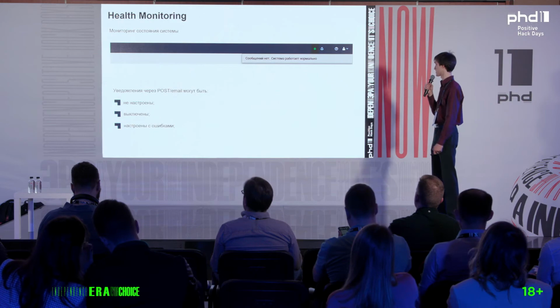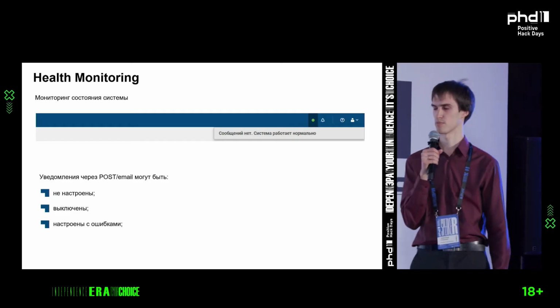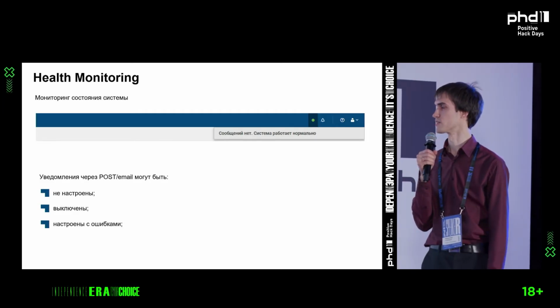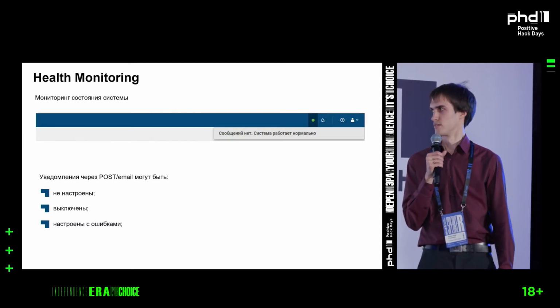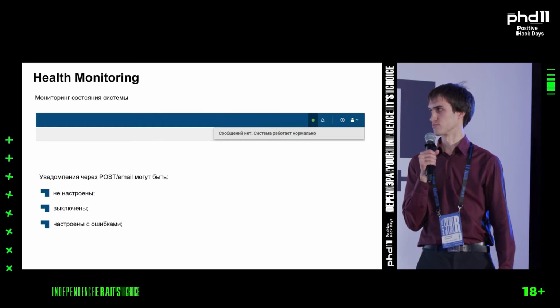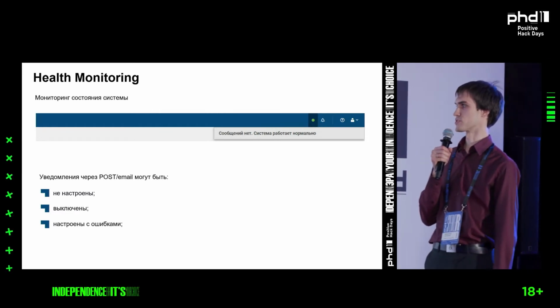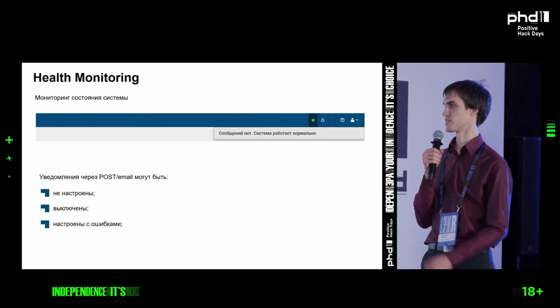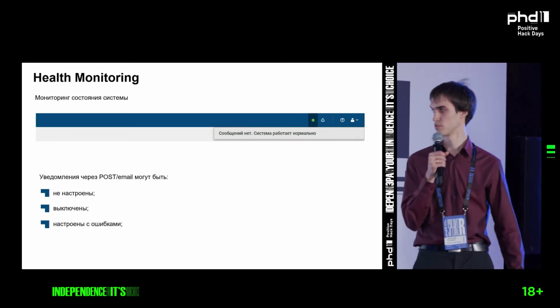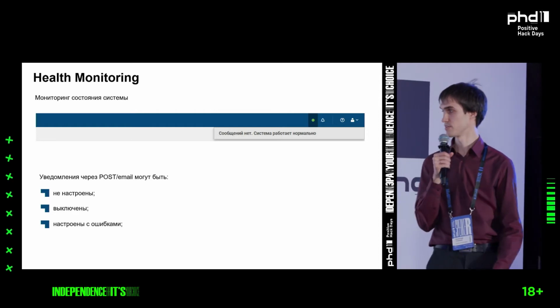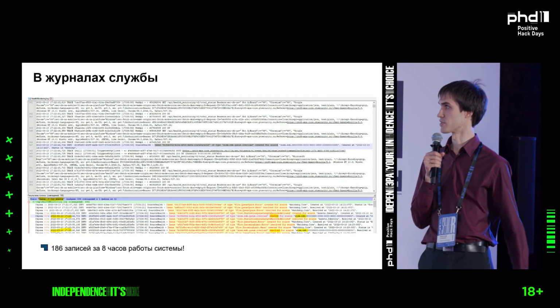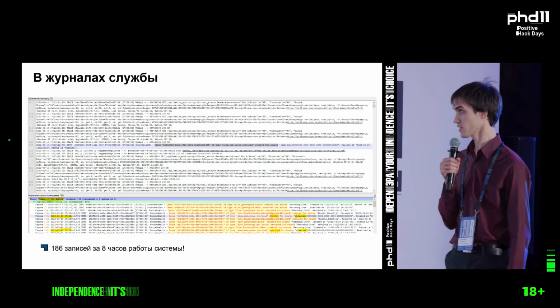So in the interface, you can see the green light like here, like now, or it can be yellow or red, depending on the level of threat, so to speak. And you will also see error messages if it's not green. Post and email notifications may be pulled up here, but, as the slide suggests, they may fail to be configured, so to speak.